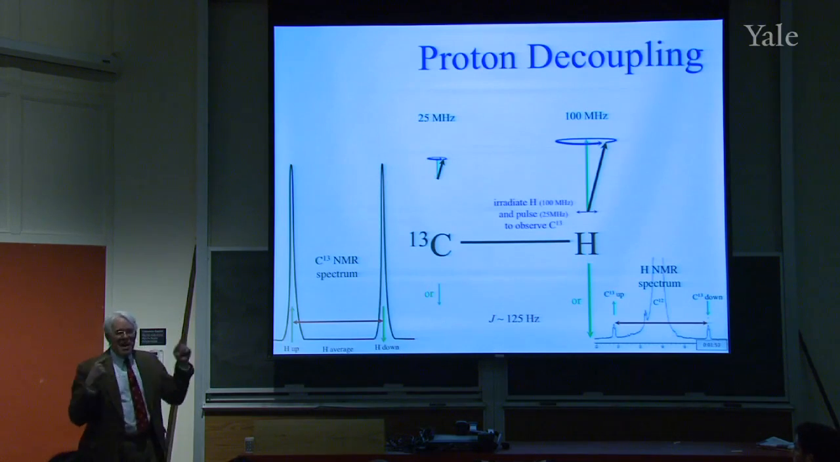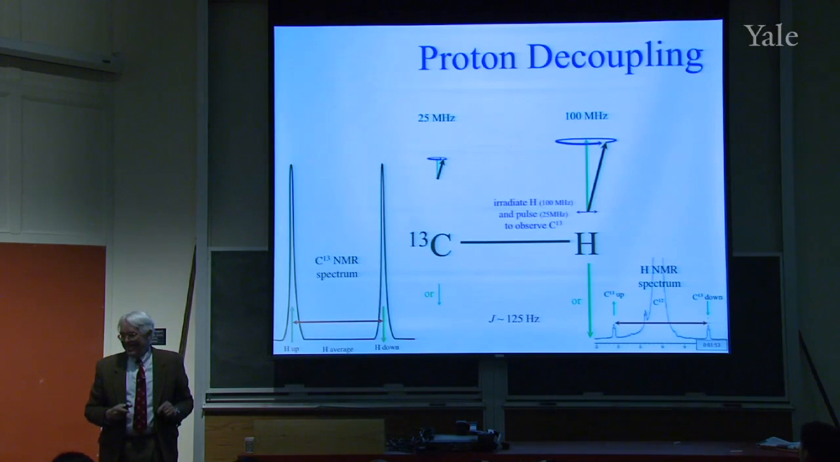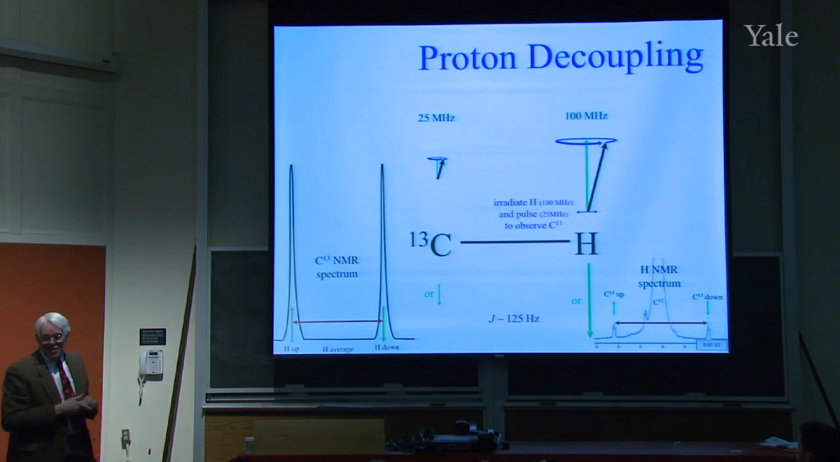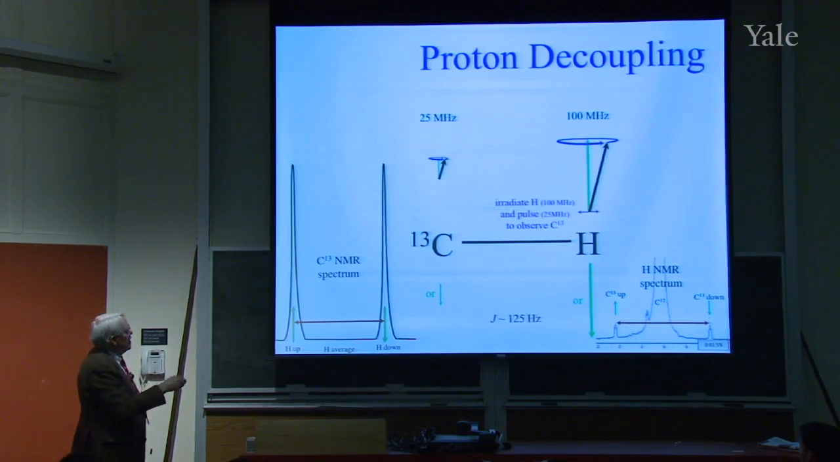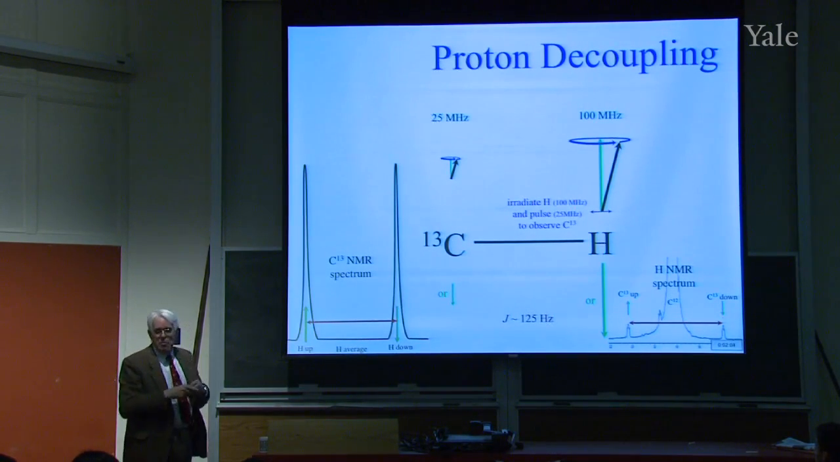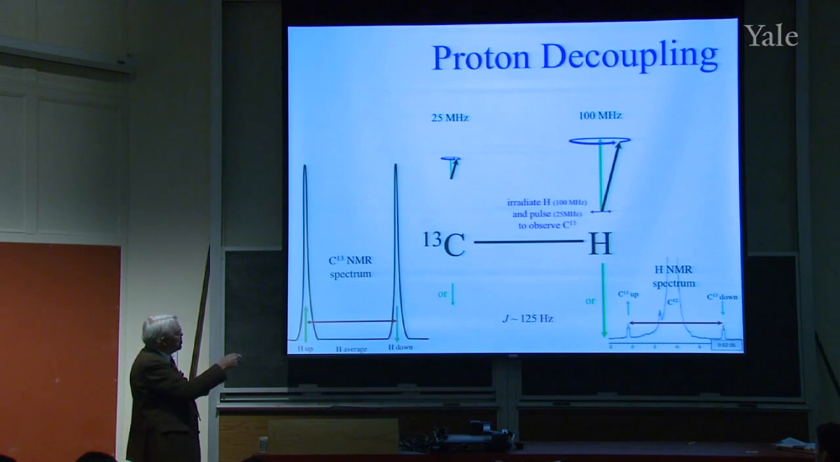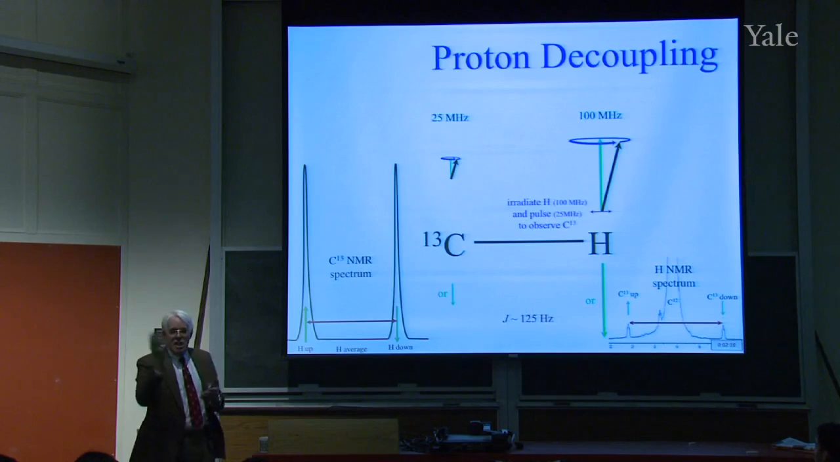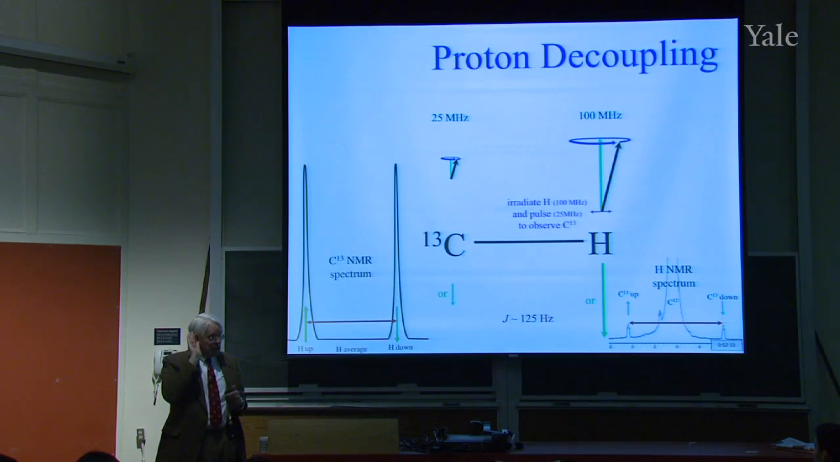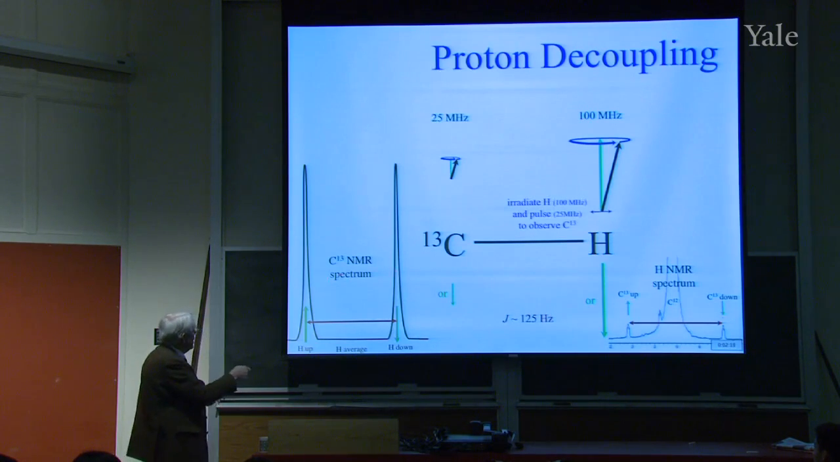Okay. So now suppose we do something really cute. Suppose we put two radio frequencies in, okay, one at 100 megahertz, one at 25 megahertz, right? But the way we're going to do it is to irradiate at 100 megahertz all the time. But just do a 90-degree pulse of the C13 to twist it down into the plane and then allow it to precess, and that's what we're going to listen to see if we got a signal. We're going to listen to the C13 while irradiating the H.